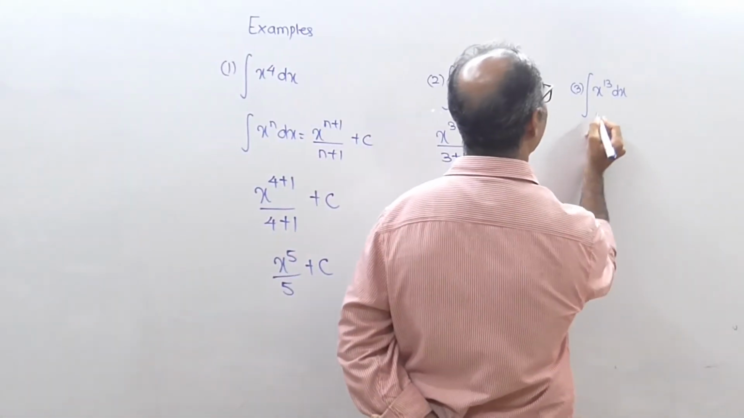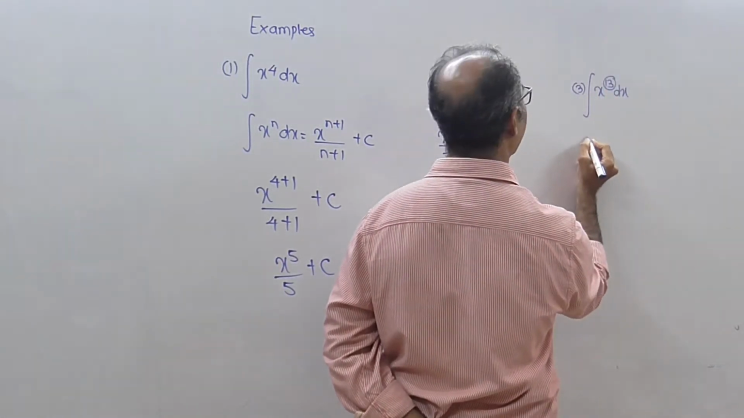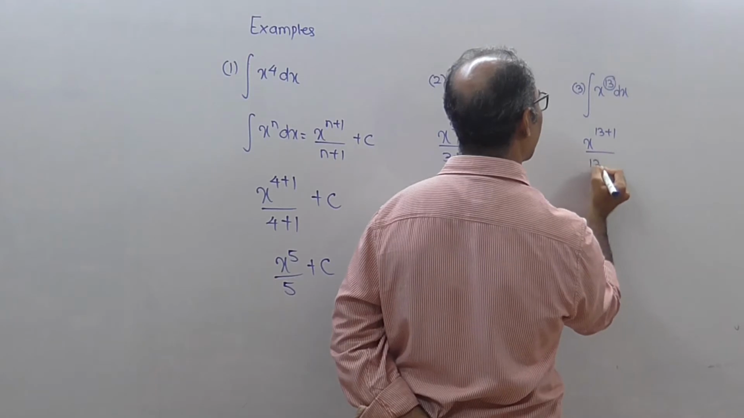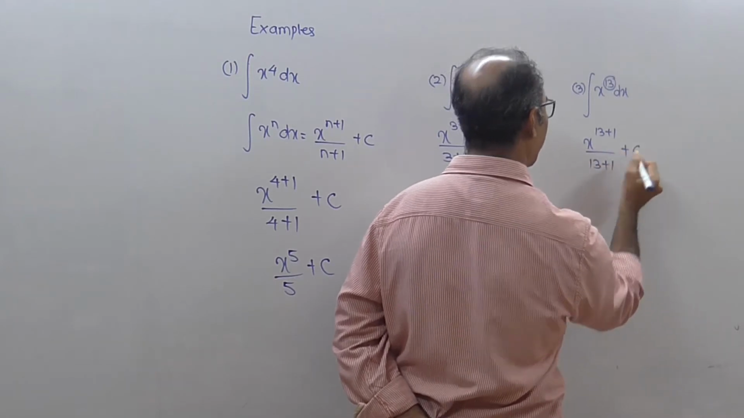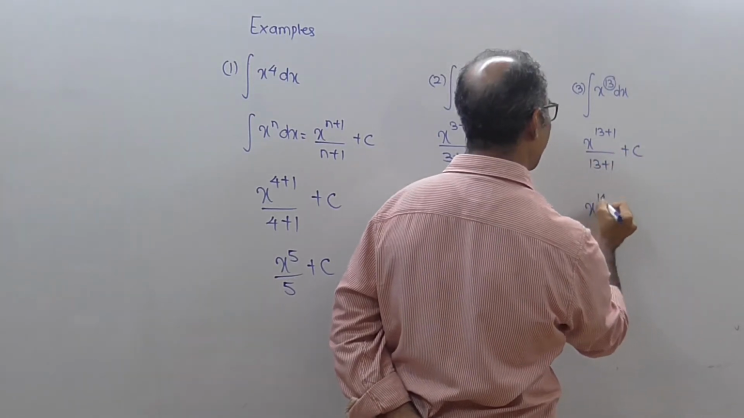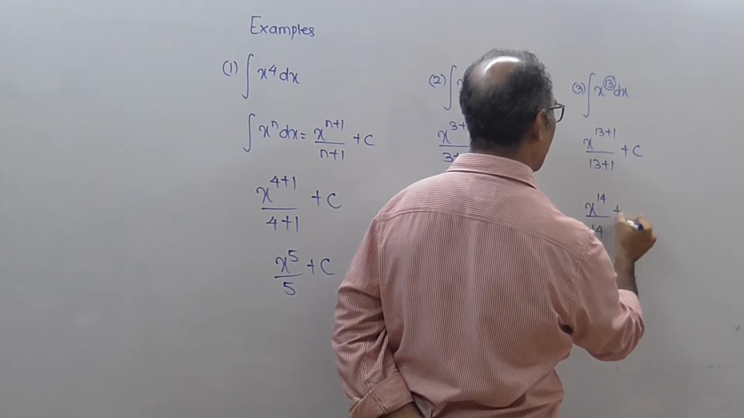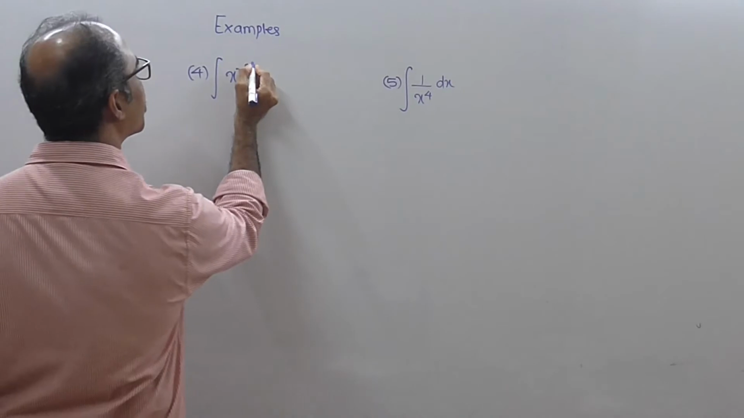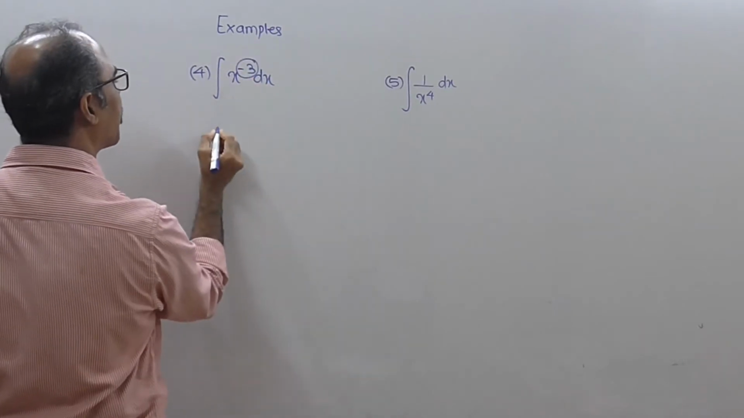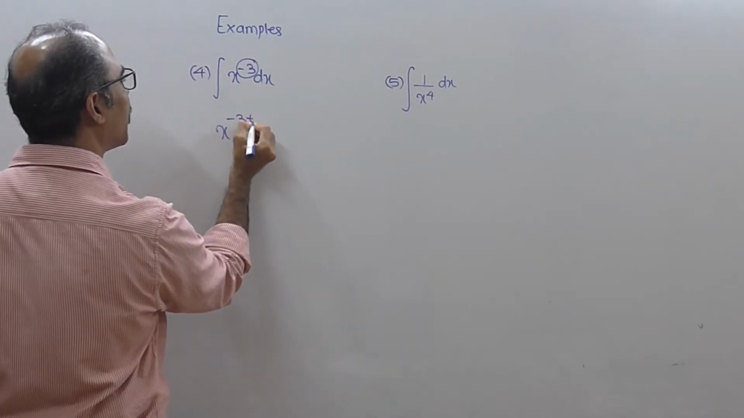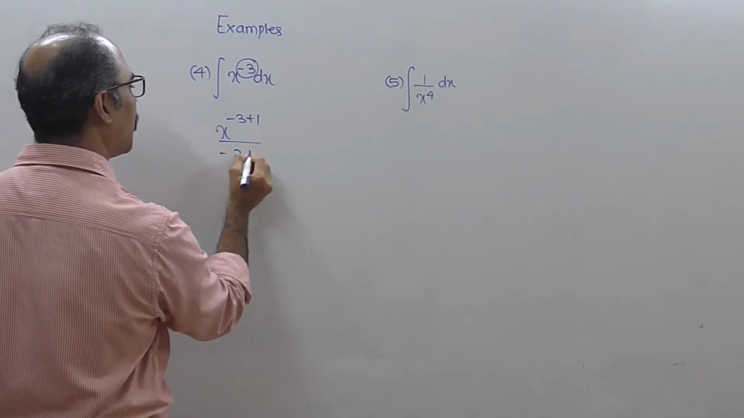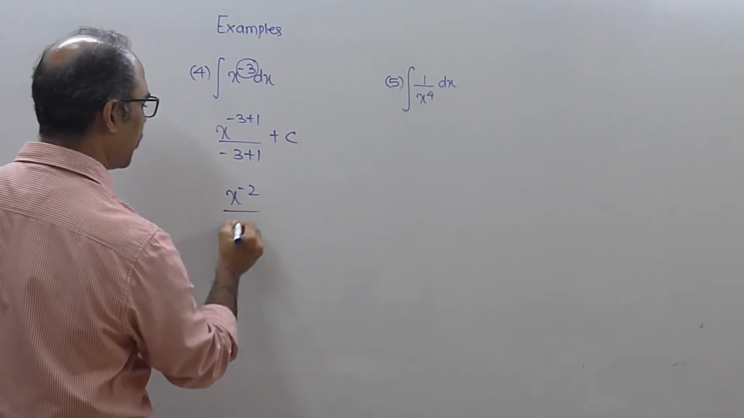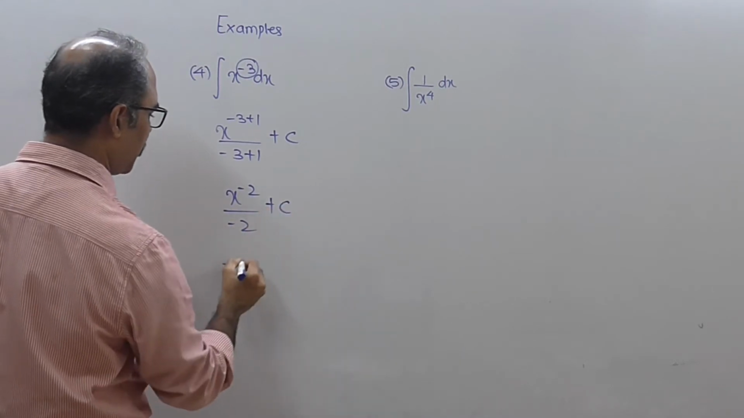And this is x raised to 13. This is a power function. This will be x to the power 13 plus 1 upon 13 plus 1 plus c. That means this is x raised to 14 upon 14 plus c. Next, x raised to minus 3. It's a power function. The integration is x raised to minus 3 plus 1 upon minus 3 plus 1 plus c. So this is x raised to minus 2 upon minus 2 plus c.